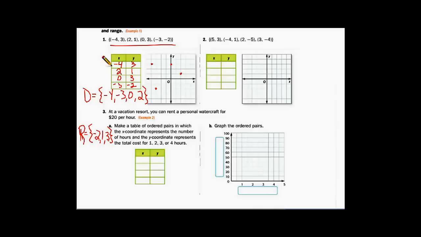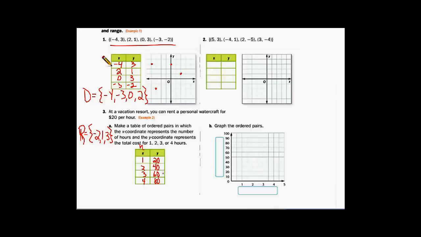Down here at number 3, $20 per hour for a personal watercraft. Make a table, and it says for 1, 2, 3, or 4 hours, X coordinate represents the number of hours, and it tells you it wants 1, 2, 3, and 4. Y value, $20 an hour. So 1 times 20, 2 times 20, 3 times 20, 4 times 20.